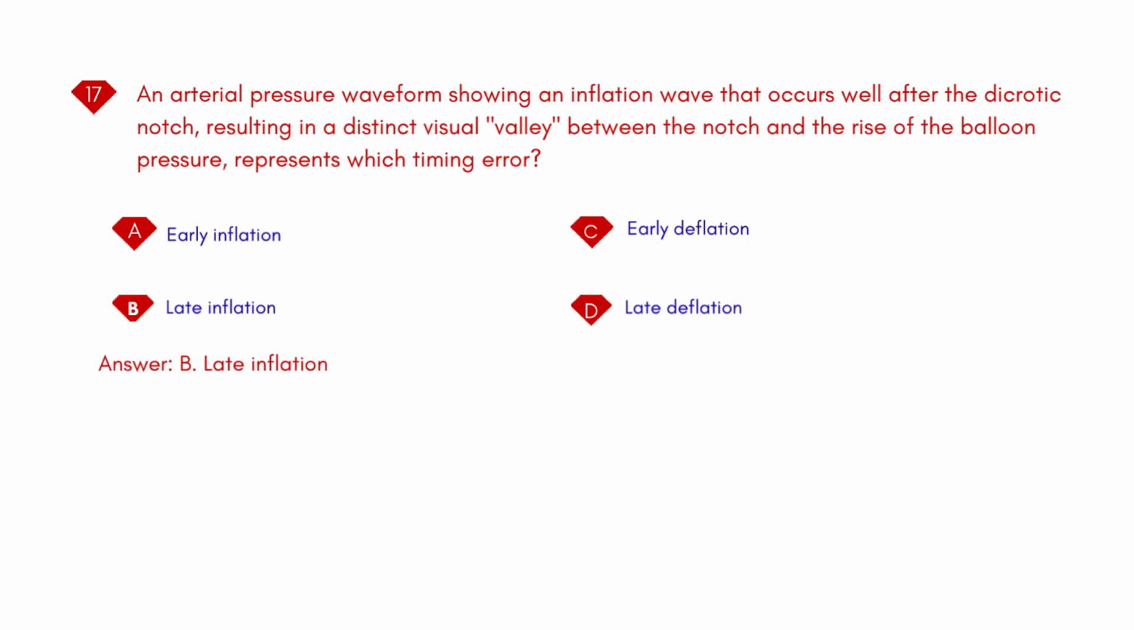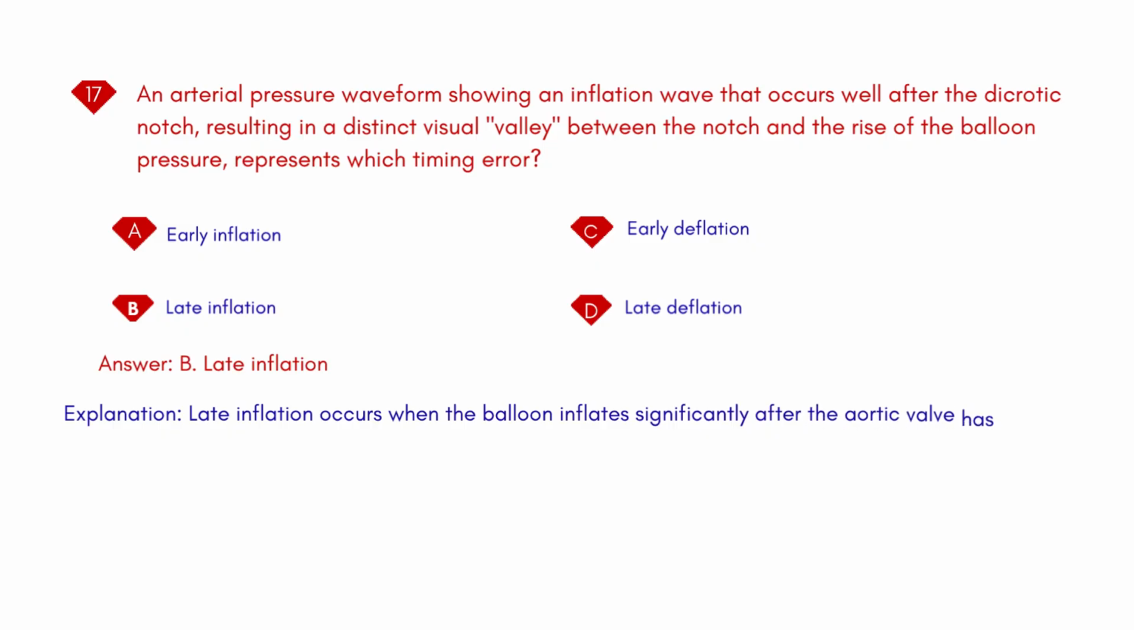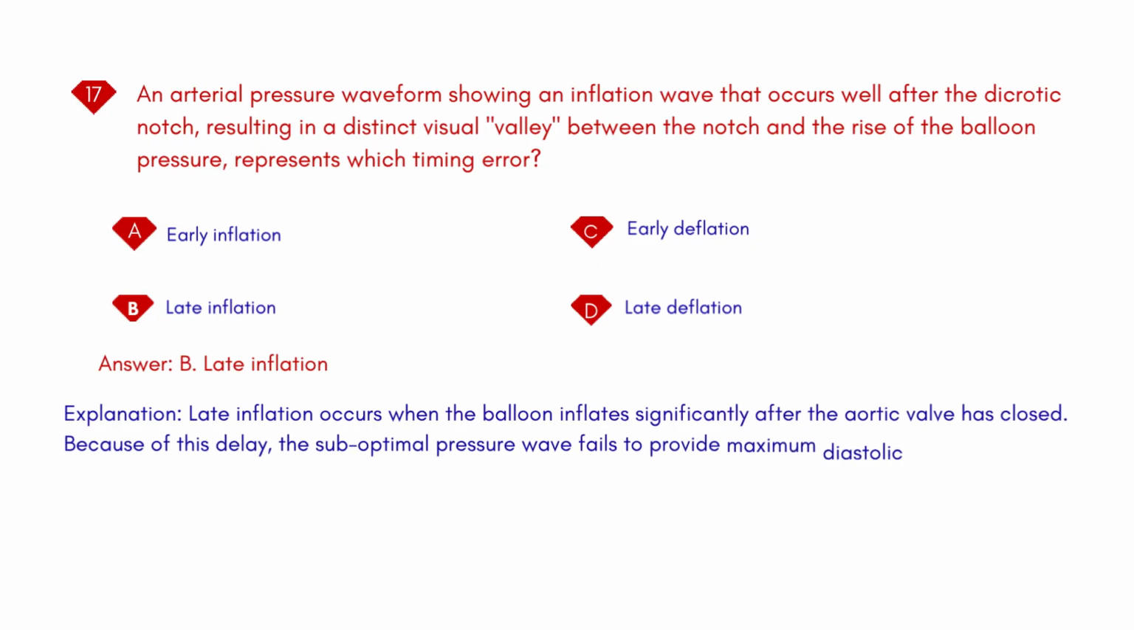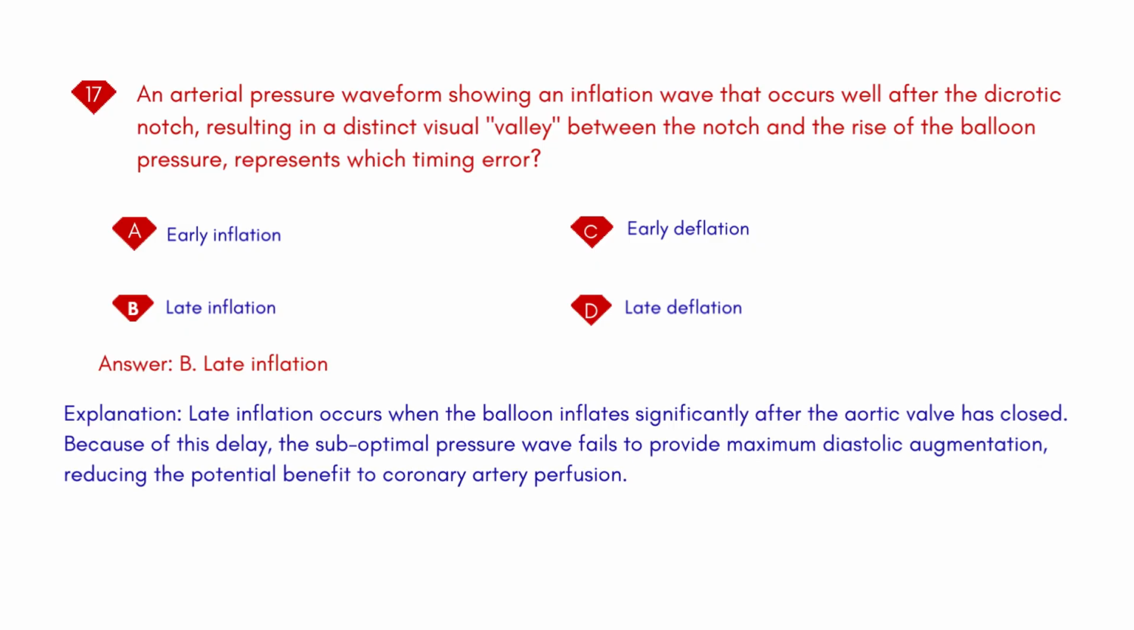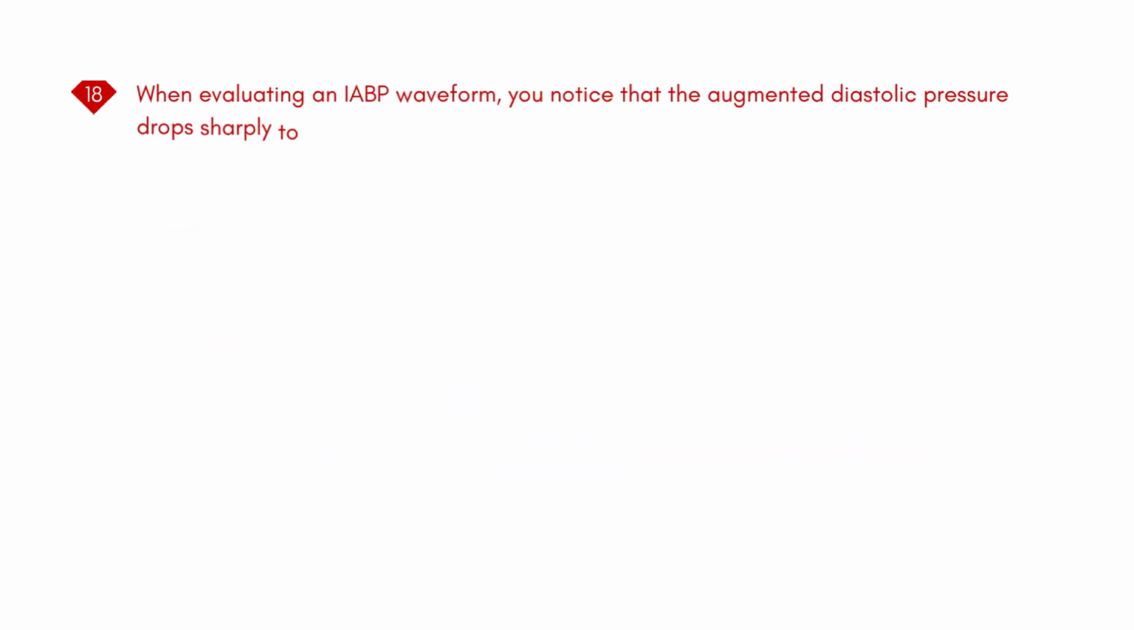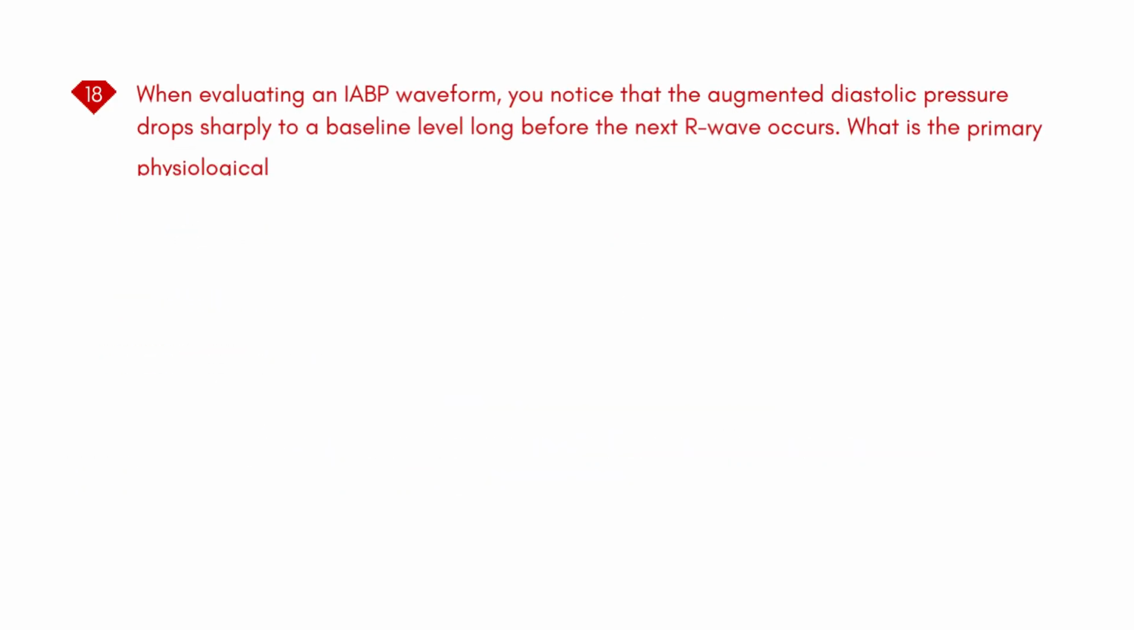Answer: B. Late inflation. Explanation: late inflation occurs when the balloon inflates significantly after the aortic valve has closed. Because of this delay, the suboptimal pressure wave fails to provide maximum diastolic augmentation, reducing the potential benefit to coronary artery perfusion. When evaluating an IABP waveform, you notice that the augmented diastolic pressure drops sharply to a baseline level long before the next R wave occurs.